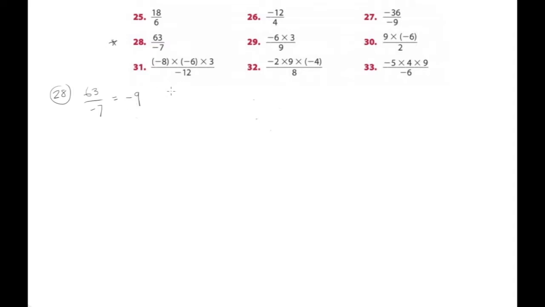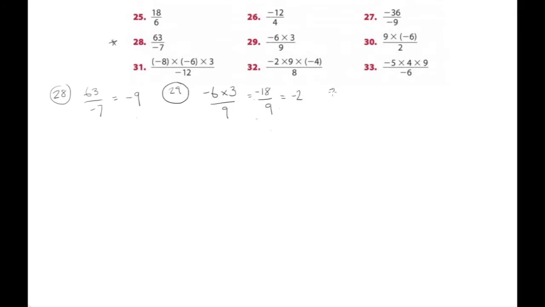Okay, now 29. Minus 6 multiplied by 3 and divided by 9. Let's do the top first. Minus 6 multiplied by 3 is minus 18, because 3 sixes are 18, and it's going to be a minus because minus multiplied by a positive is a minus. And then we're dividing that by 9. 18 divided by 9 is 2, but this is a negative number and this is a positive number, so we're going to end up with negative 2.